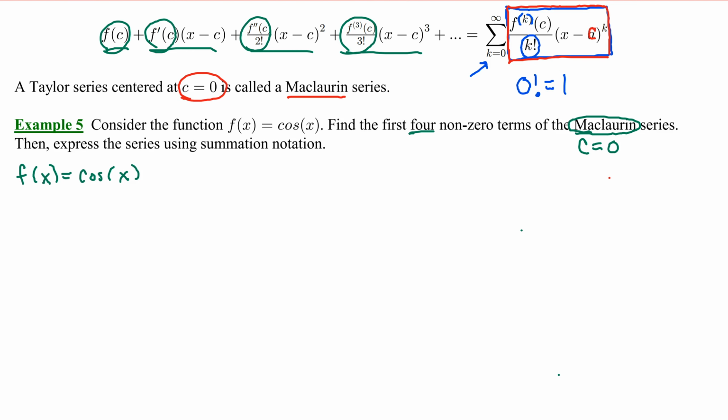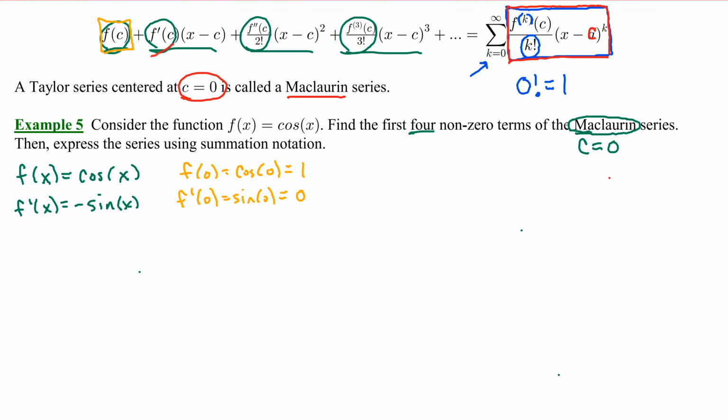While we're at it, let's go ahead and evaluate this function at 0. Cosine of 0 is equal to 1. So the first term in our Maclaurin series here is going to be 1. To get the next term, we're going to need the first derivative. So f prime of x, the derivative of cosine of x, is negative sine of x. But notice when we evaluate f prime of 0, or sine of 0, we get 0.